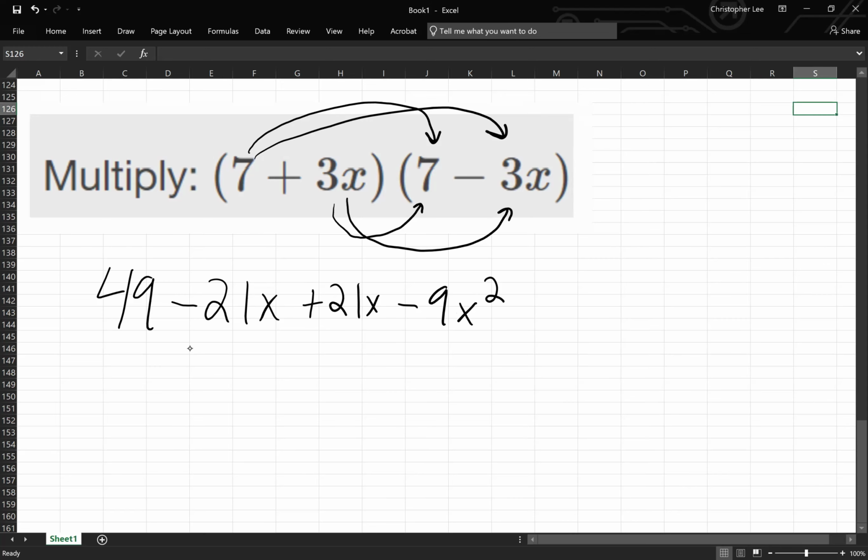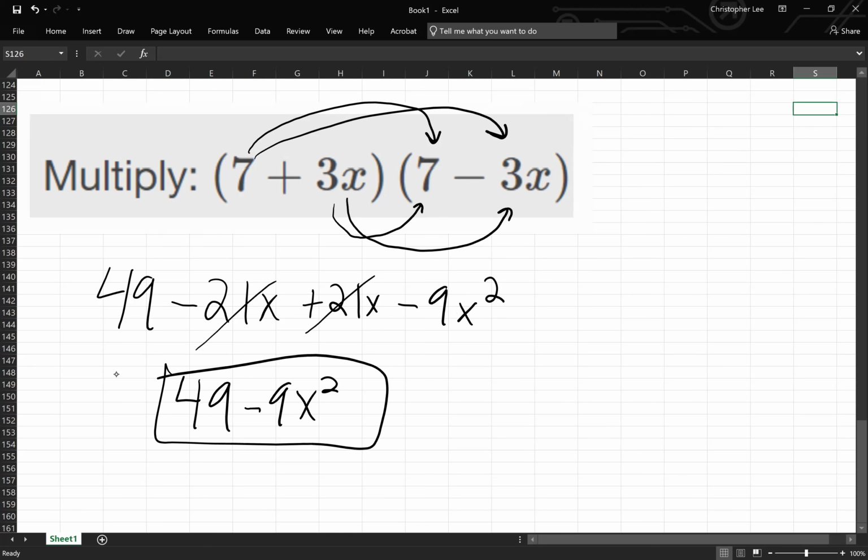You notice how the two middle ones are the same? So they kind of just eliminate each other, right? So final answer, 49 minus 9x squared. And that's it. All right. Questions on this, anybody? This is the universal technique. It'll work for your questions that you will have when you're doing your multiplication.